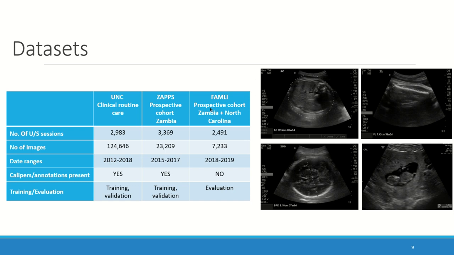And finally, we have our Fetal Age Machine Learning Initiative dataset, a prospective cohort, acquired in Zambia and North Carolina, with 2,400 sessions, 7,200 images, dates from 2018 to 2019. They do not have calipers in them, and we will use these images purely for evaluation.